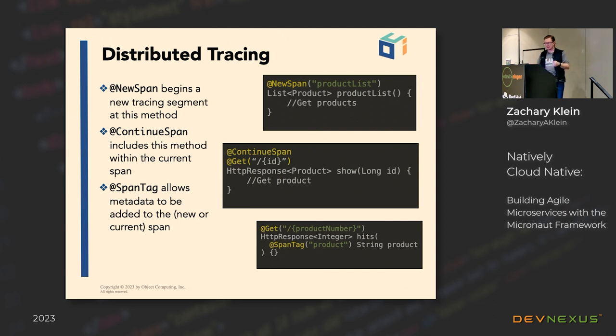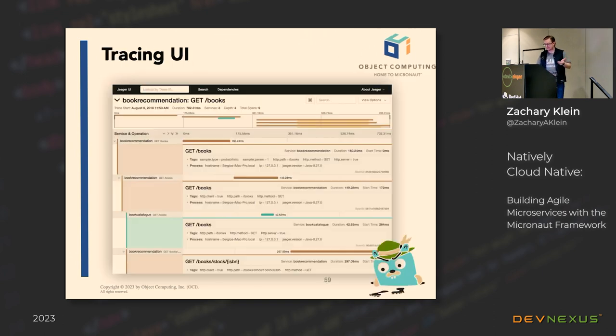You can have that at the method level. You can create them programmatically and say, I want to do this little while loop, and I want to add a trace segment after that. So you have a lot of power in what you want your trace to look like. And then once you've collected this data, you can then load it into the user interface of whatever tracing tool you happen to be using.